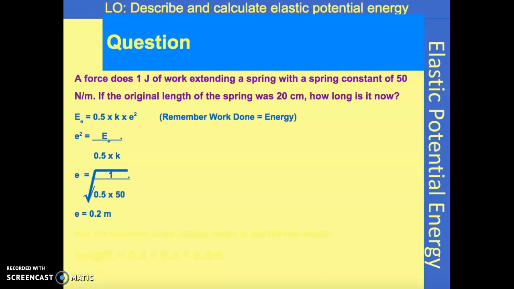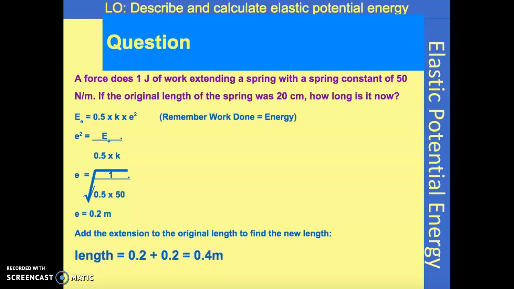However, they ask me, how long is it now? So if the original length was 20 centimeters, so add the extension to the 20 centimeters, and I'm going to convert that centimeters back into meters first. So that's 0.2 plus 0.2. My total length is 0.4 meters.